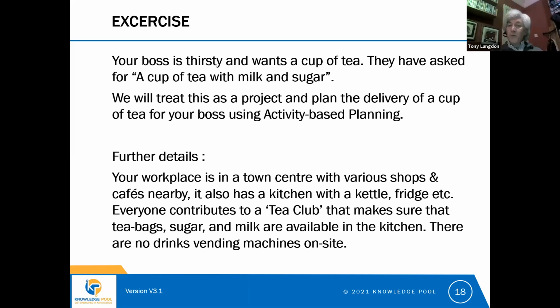So both options are open to us, assuming we have some money. We could go out to a cafe and buy a cup of tea with milk and sugar, or we could go to the kitchen and make a cup of tea with milk and sugar. The boss wants a cup of tea with milk and sugar. He doesn't really care how that is delivered to him. He just wants his cup of tea. So we have to choose our approach.